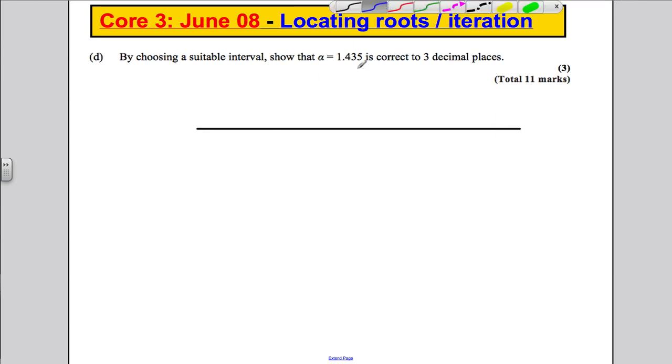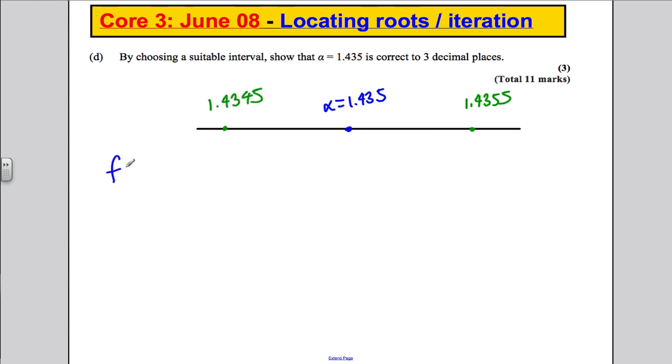to 3 decimal places. Same old stuff, alpha is 1.435, we check its upper and lower bound to 3dp, so we check 1.4355, and we check 1.4345. We work out f at those points, and hopefully we get a change of sign. So f of 1.4345 and f of 1.4355, and we work those out.